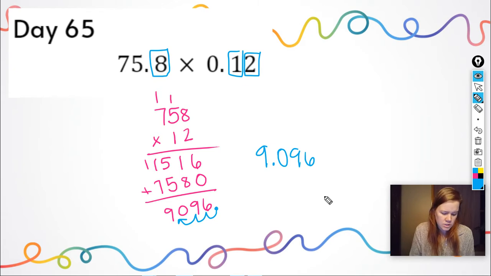So you should get 9.096 as you're solving this. And again, let me just check that I've done my math right. But yep, 9.096, which makes a lot more sense. That's definitely closer to what our answer should be.